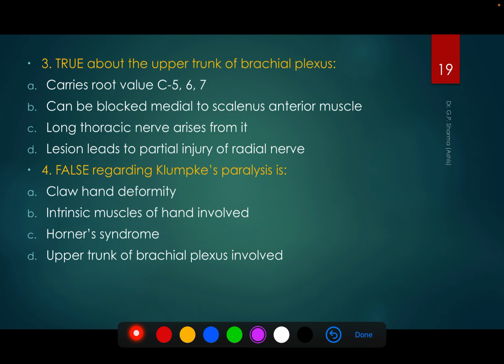Question number 3. True about the upper trunk of brachial plexus. So upper trunk of brachial plexus is C5 and C6, right? Carries root value from C5, C6, C7. That's wrong because it is only C5 and C6. Can be blocked medial to scalenus anterior muscle.